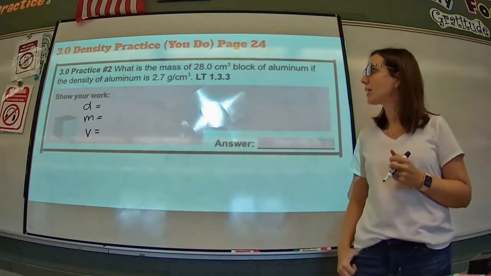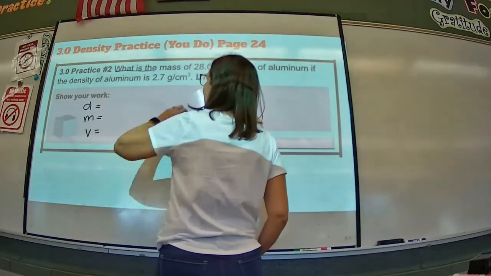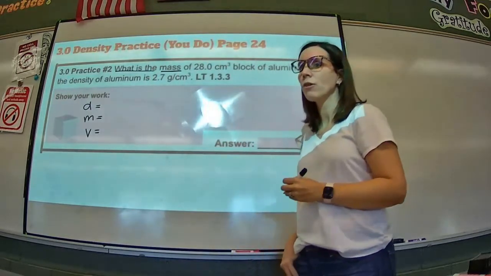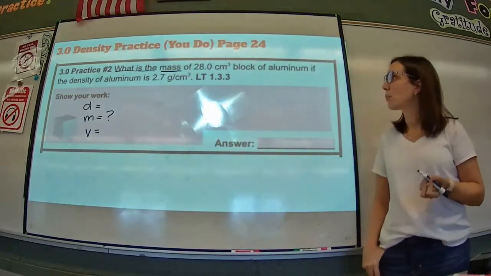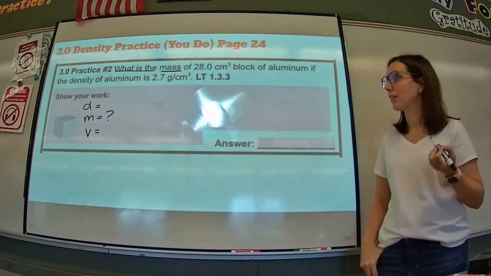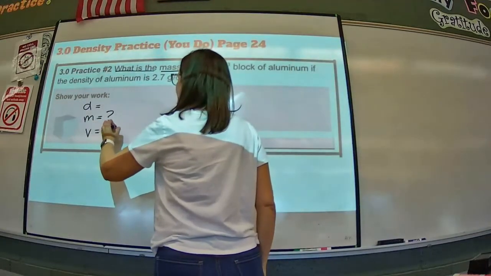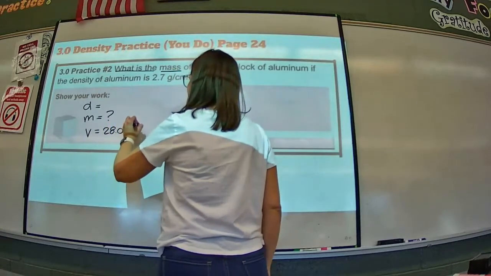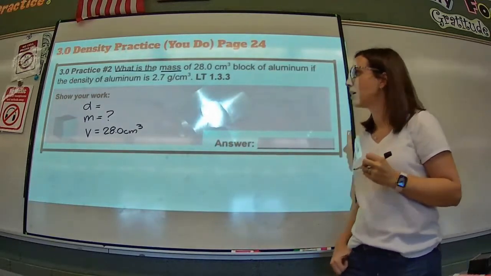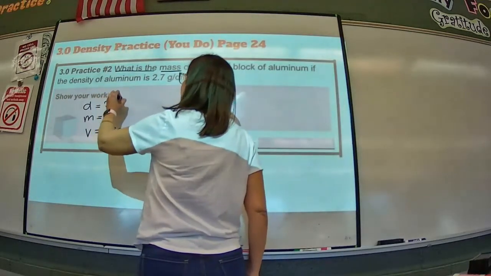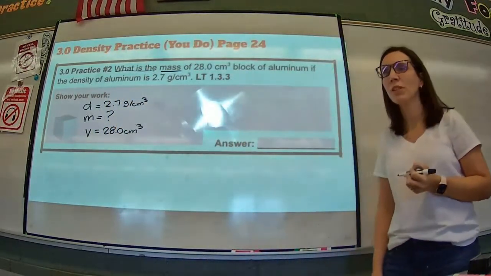So it says, what is the mass? So what is the? That's our context clue that means question mark, and it's referring to the mass. So our question mark this time is going to be the mass, of a 28.0 centimeter cubed block. So centimeters cubed, that's a volume. So I know that I have a volume of 28.0 centimeters cubed of aluminum, if the density, so it tells us our density is 2.7 grams per centimeter cubed. So I'm looking for my mass.